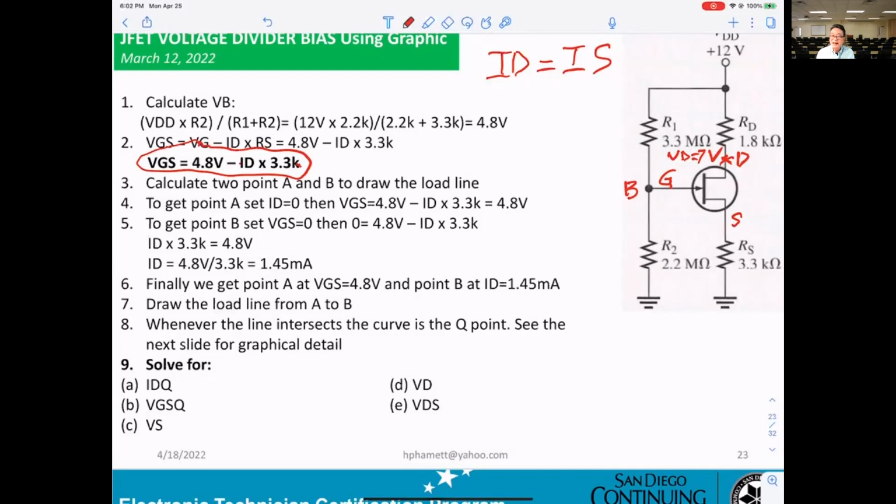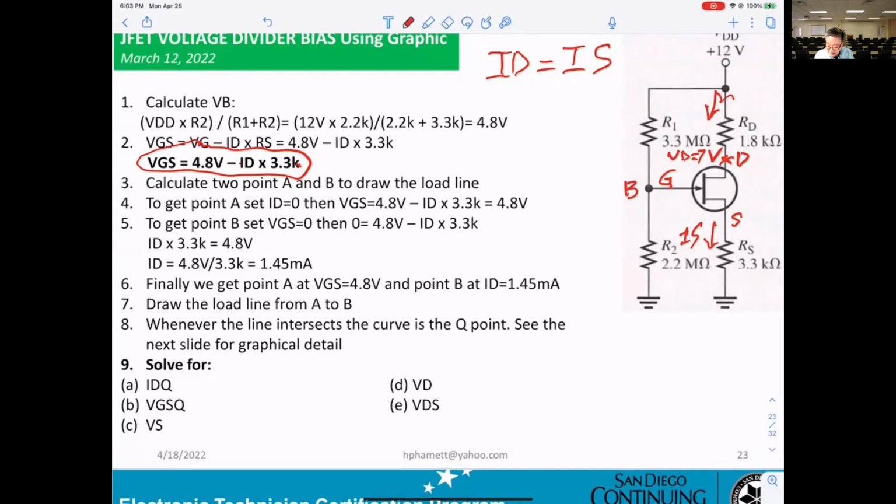You can still calculate the ID. You can see ID will be here: the difference between VDD and VD, divided by RD. That's what you get, ID. Same thing, you can get the IS. ID and IS will be the same thing. Okay, when you get the IS, you're able to calculate the VS. VS equal IS or ID times RS.